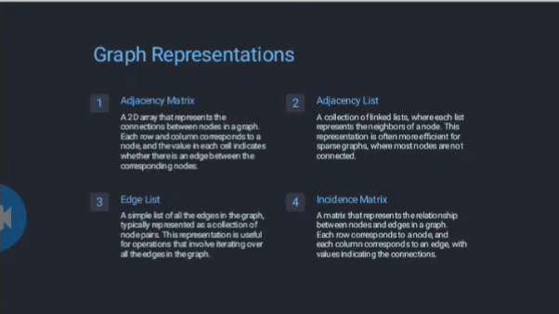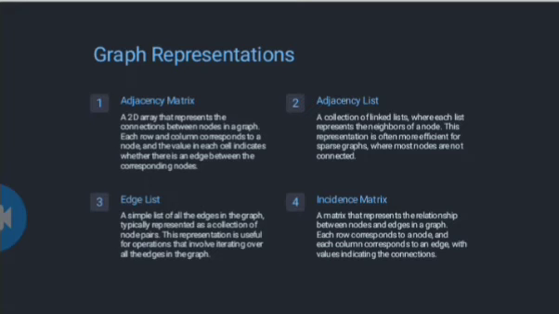Adjacency list: a collection of linked lists where each list represents the neighbors of a node. This representation is often more efficient for sparse graphs where most nodes are not connected.